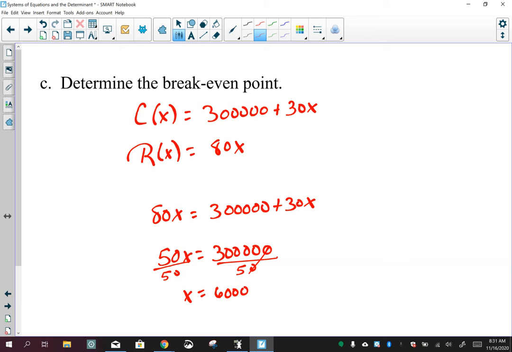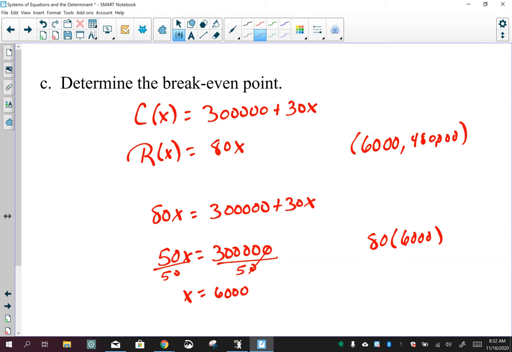So what that is saying is I have 6,000 pairs of shoes that I have to make and or sell in order just to get my money back. So it's 6,000, and then I'm going to go ahead and just use the revenue one because it's a little easier. And so I'm going to say 80 times 6,000. It's going to be a 48 with 1, 2, 3, 4 zeros. And there you go. So this is my break-even point.